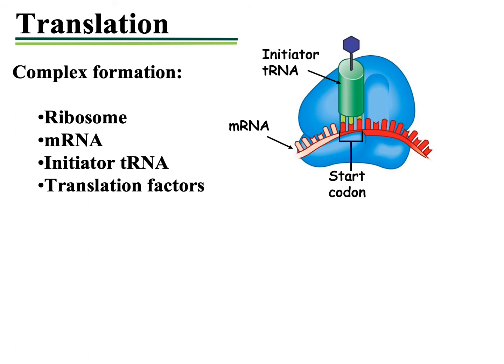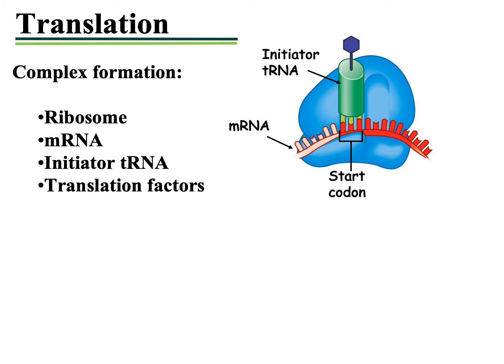Okay, so let's look at how the process of translation begins. What needs to occur is the ribosome, the messenger RNA, and the initial tRNA need to all come together to form what's known as an initiation complex.